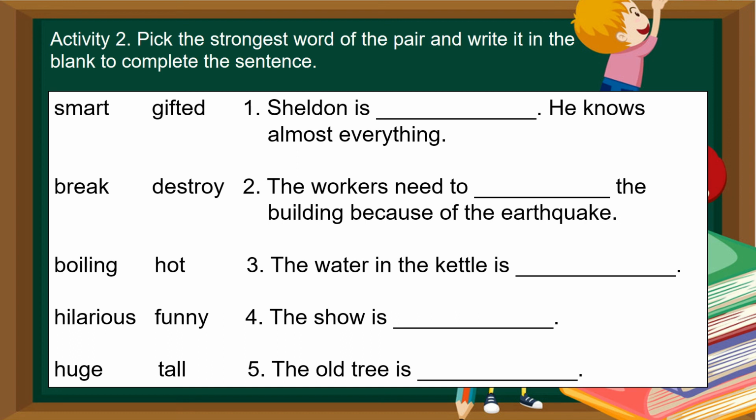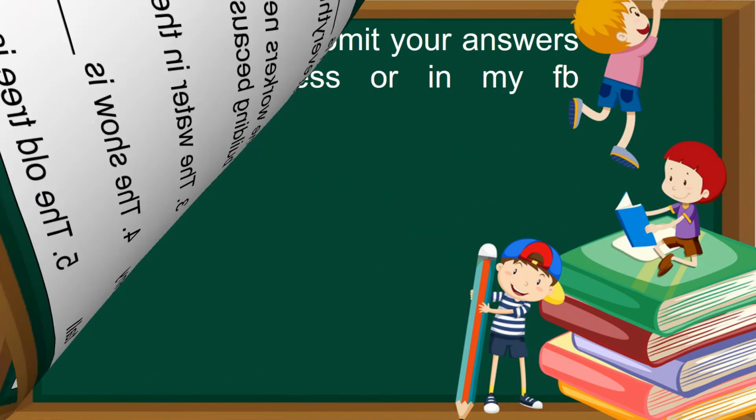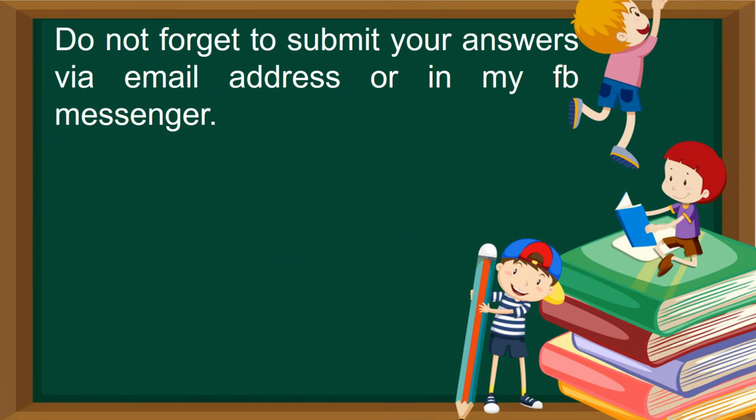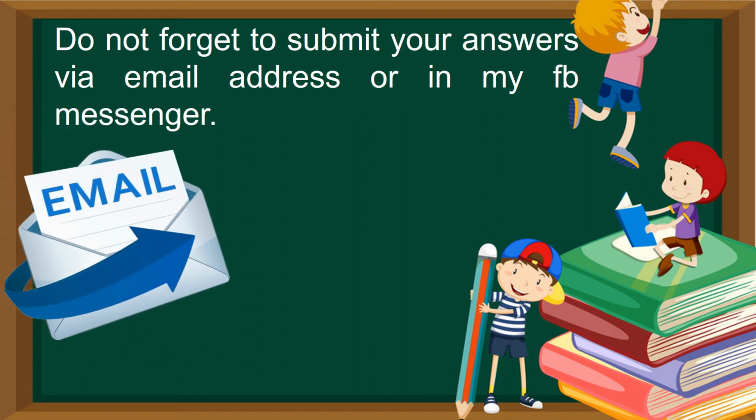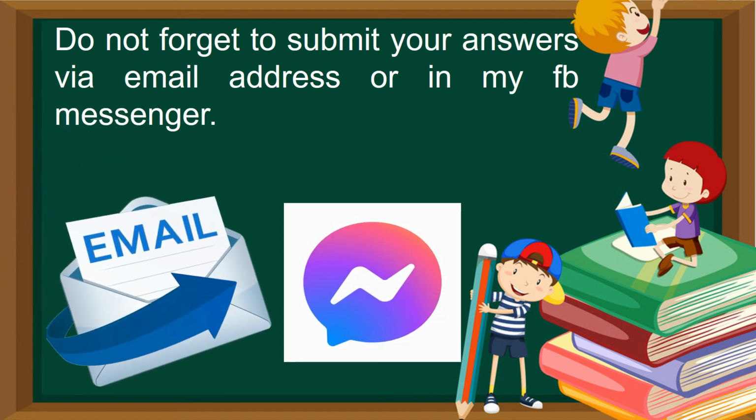Number 4. The show is blank. And the pair of words are hilarious, funny. Number 5. The old tree is blank. And the choices are huge, tall. Do not forget to submit your answers via email address or in my FB Messenger.